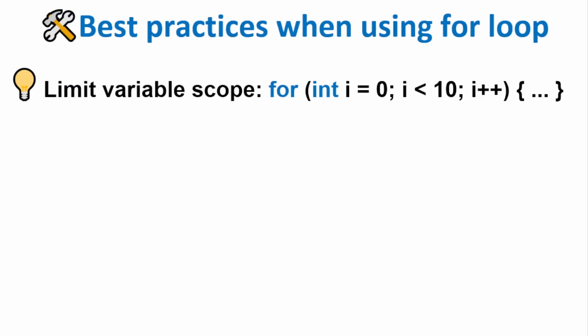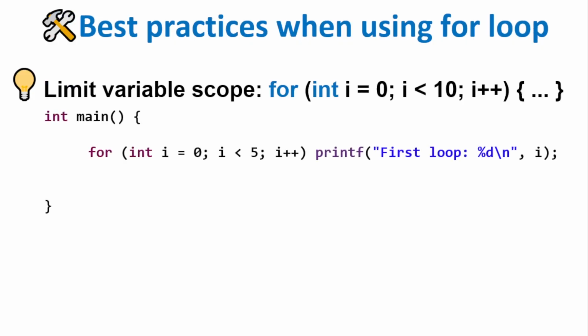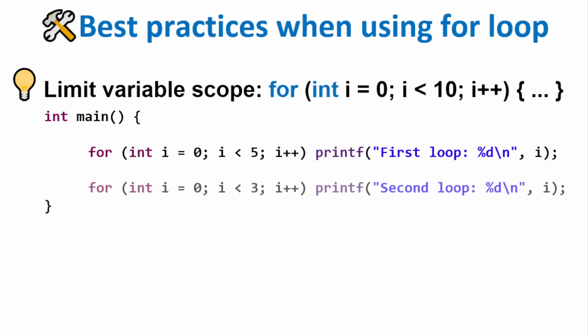Best practices when using the for loop. Limit variable scope. Declare your loop counter inside the loop when possible to keep it local. If the loop counter is declared inside the for header, its scope is limited to that specific loop, and you can reuse the same name in another loop.